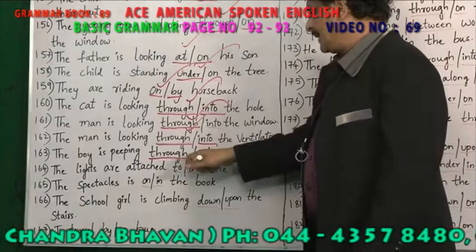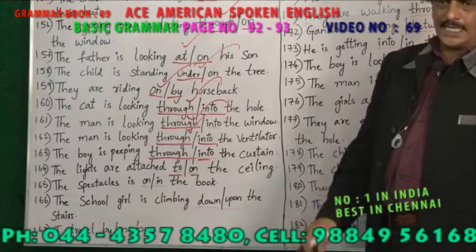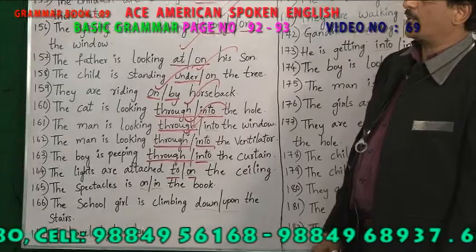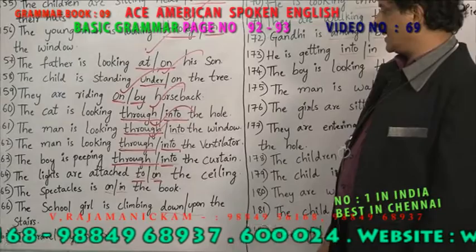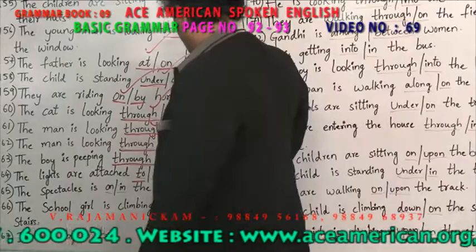The lights are attached to the ceiling or on the ceiling. To the ceiling, towards, or on the ceiling. What is ceiling, sir? The lights are attached on the ceiling. On the ceiling is correct because it's a surface.